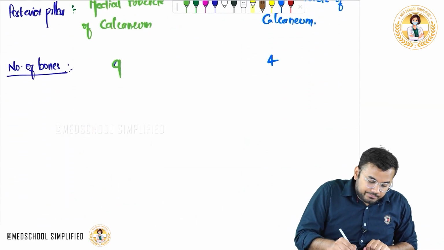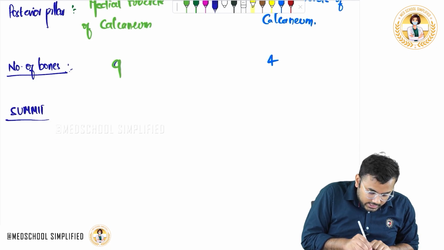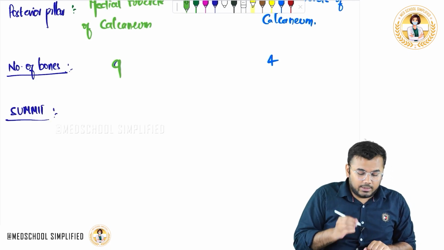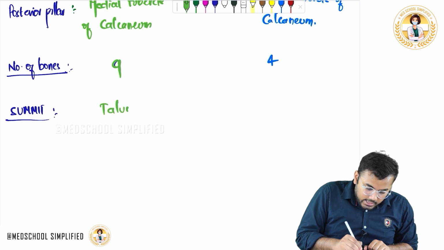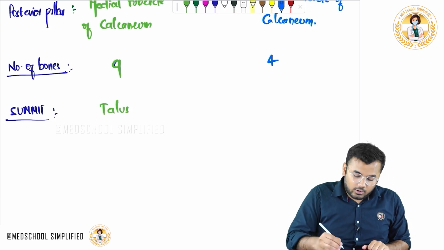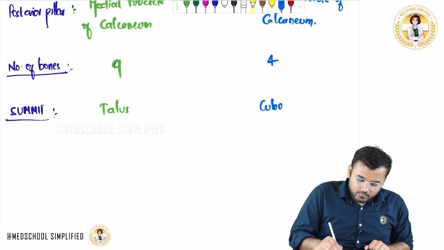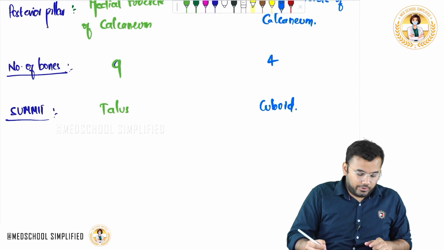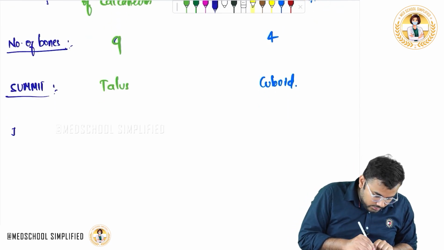Now after this, the next important thing is the summit. Summit is what? The keystone part, right? So the summit in case of the medial longitudinal arch will be your talus, and the summit in case of the lateral longitudinal arch will be your cuboid bone.